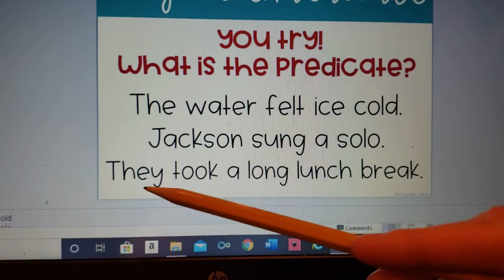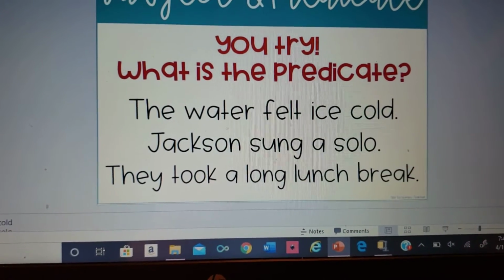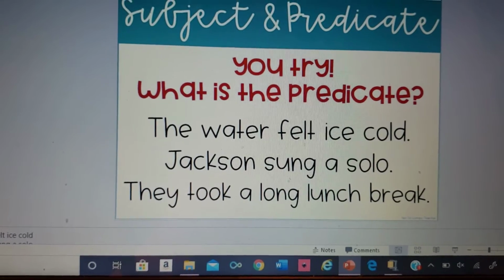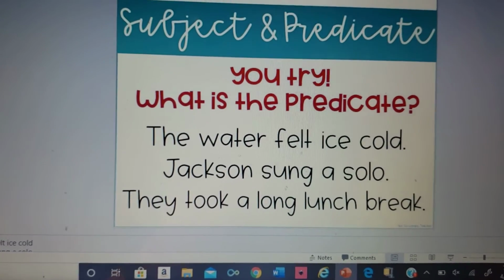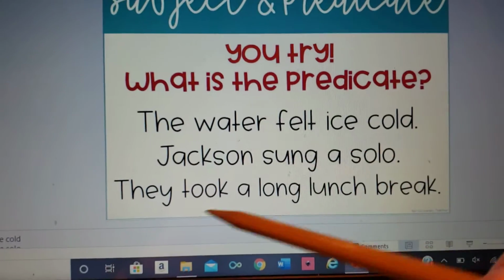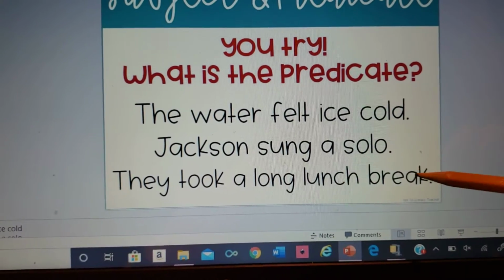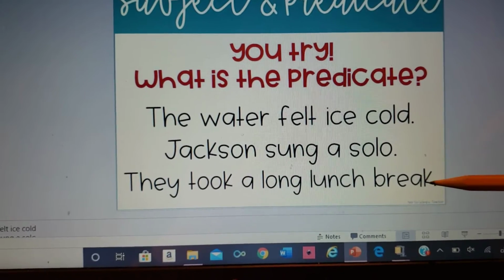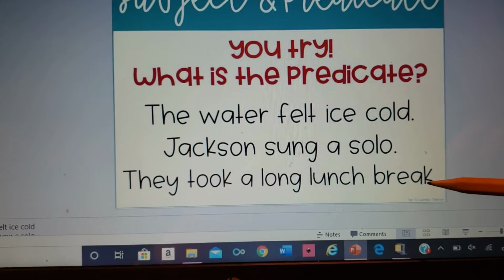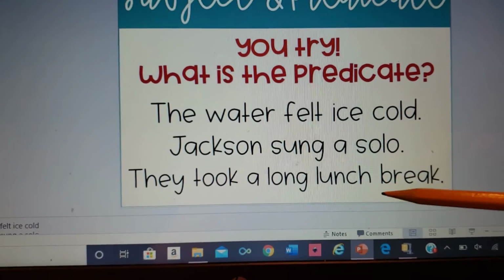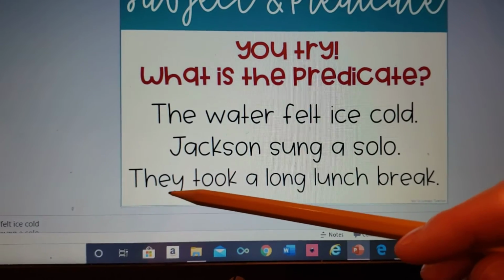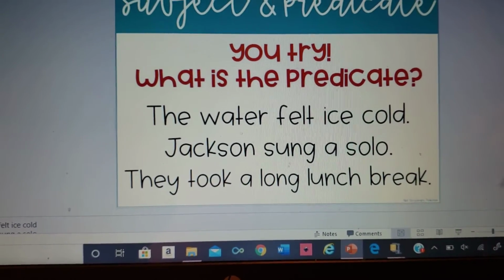Here's another one. They took a long lunch break. What would be the predicate of the sentence? I'm going to pause for a minute here so you can think. If you said took a long lunch break, that tells what's happening in the story. You would underline all of these words for the predicate. What is the subject of the sentence? The subject is they. Okay, they took a long lunch break.